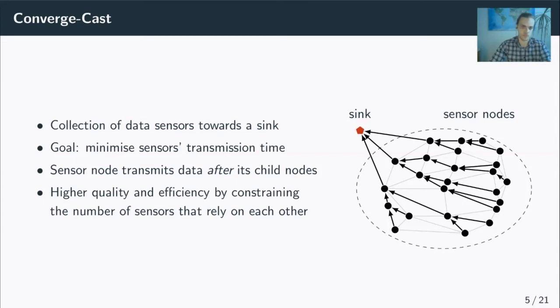And the goal is to minimize the overall transmission time. The catch is that each sensor transmits its data only after it receives the data of its children. And some studies have shown that you can improve the quality and efficiency of this network by constraining the number of sensors that rely on each other. So in other words, by upper bounding the vertex degrees.